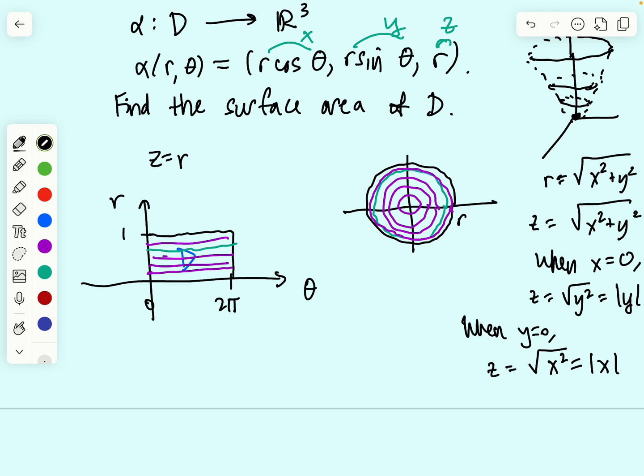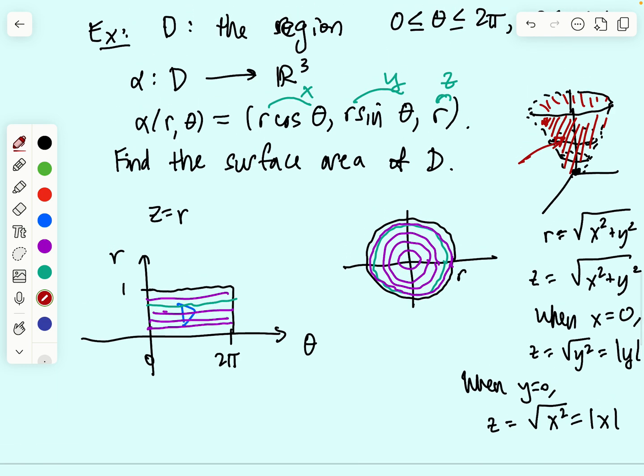Okay. And the question is to find the surface area of this cone. So we have this surface that's, we don't want the surface area of D, we want the surface area of alpha of D, don't we? Alpha of D. That's this cone.